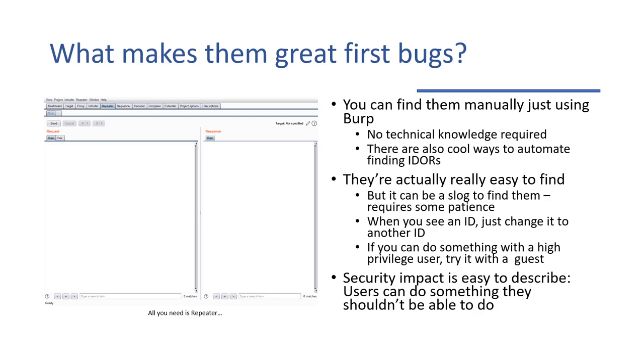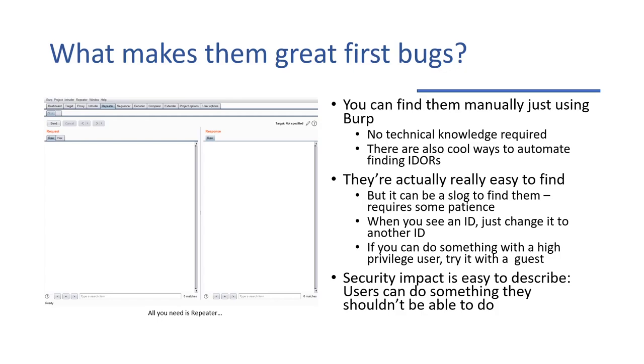They're not that difficult. You only have to notice a request that uses IDs, and sometimes the IDs are UUIDs where they're super long, and sometimes they're a number where it's like 1 and you can change it to ID 2. It can be a slog to find them. It does require some patience. Although they're not technically very difficult to find, it's not hard to notice when a request might be an IDOR.